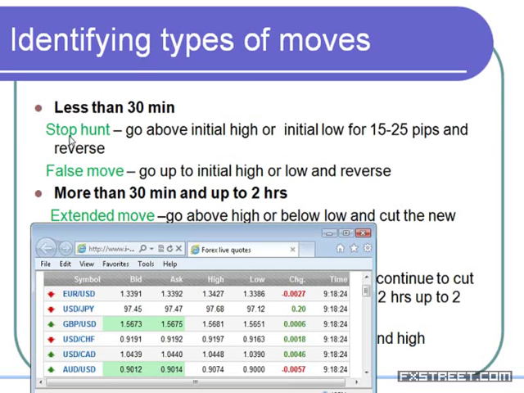So a less than 30 minutes move is a stop end move. They just go above the initial high or below the initial low and reverse in less than 30 minutes. And a false move is one where they go up to the initial high or up to the initial low and reverse. In the case of GBP, they came exactly close to the low, 56.51, but they did not breach it and came up. That means the intent is to make an upward spike in the case of GBP, because the false move always happens before the extended move.